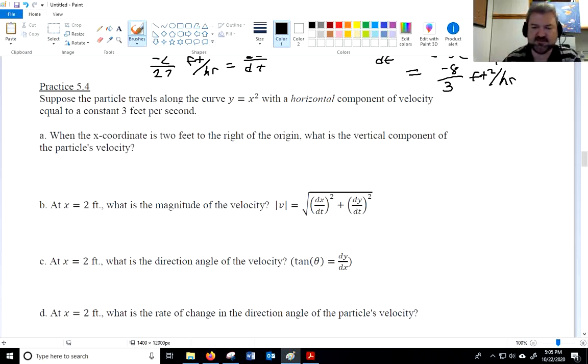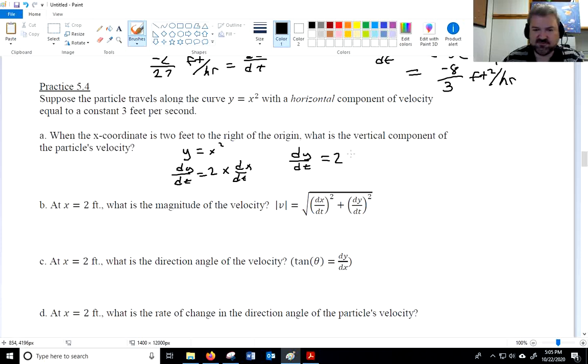Okay, let's take a look. When the x coordinate is 2 feet to the right of the origin, that means x equals 2. What is the vertical component? Well, we know that y is equal to x squared. That's the path. So if I take the derivative with respect to time, I get dy dt equals 2x dx dt. So the vertical component of its velocity would be dy dt, because y is vertical.